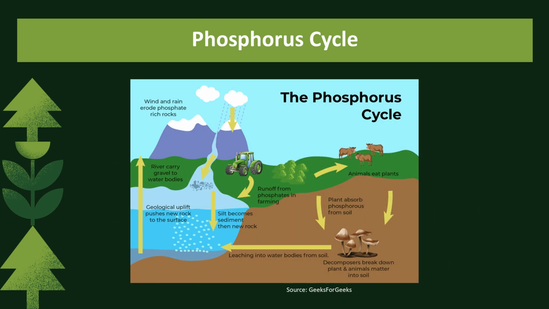This illustration shows how phosphorus moves through the environment. Follow the arrows to see how phosphorus transfers from rocks to living organisms and eventually to water bodies. Note the absence of atmospheric components and how this affects the cycle's overall movement and availability of phosphorus in ecosystems.